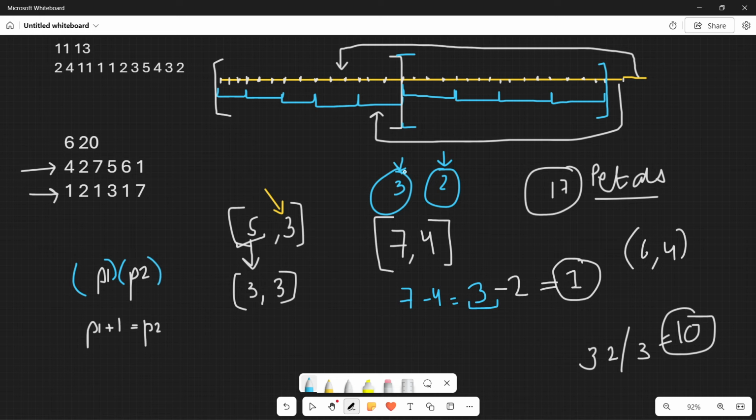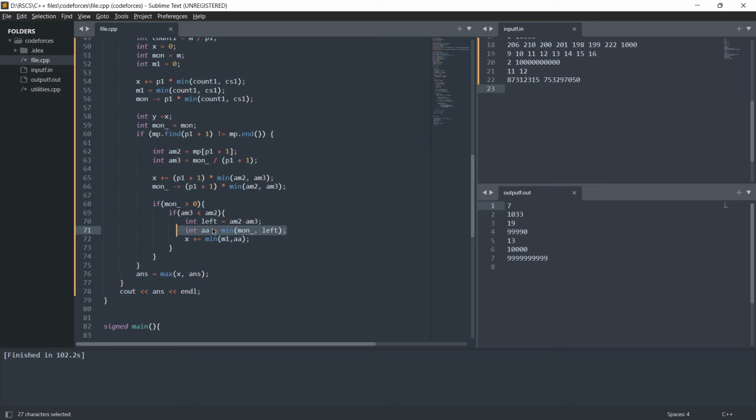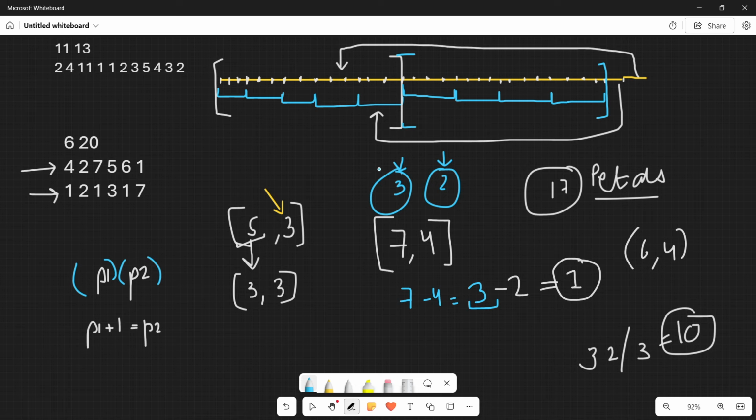For example, I'm only remained with 2 money and 3 flowers. So I can only add 2 petals. I cannot add 3 petals. So that's what I'm doing in this minimum condition. Because if my number of flowers is minimum, or my remaining money is minimum, that is the amount of flower petals which you will add, the smaller number.